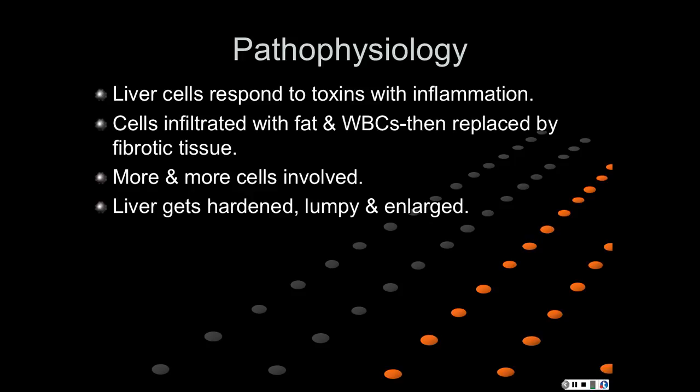Pathophysiology: liver cells respond to toxins with inflammation. The cells become infiltrated with fat, white blood cells, then they are replaced by fibrotic tissue. So once the structure of the cells changed, it means the liver can no longer perform its functions. It becomes hardened, lumpy, it's enlarged initially, and then later on it's going to shrink in size because of scar tissue. Okay? But otherwise, once the liver cells change in their structure, their function is going to be affected or decreased.